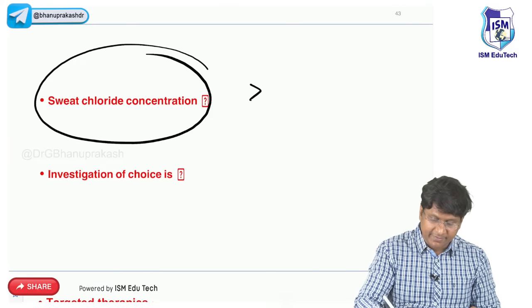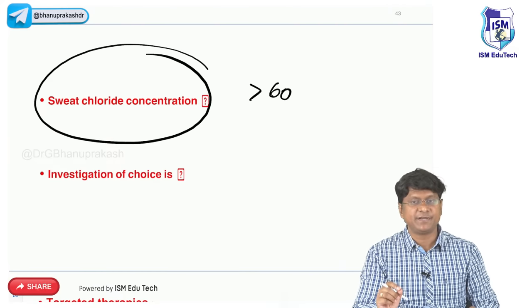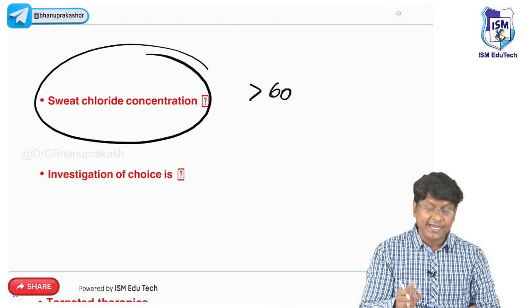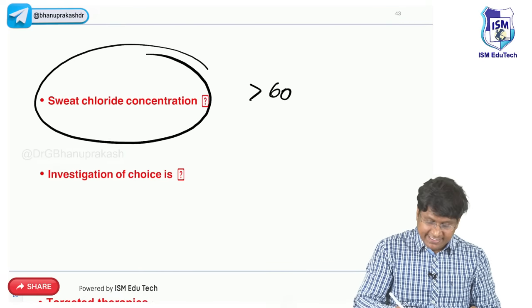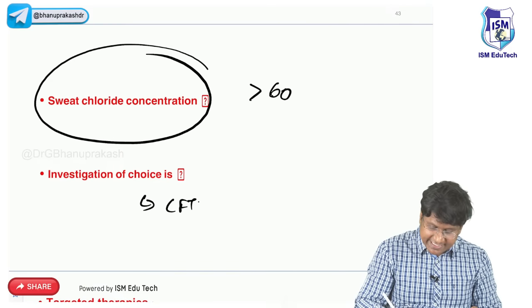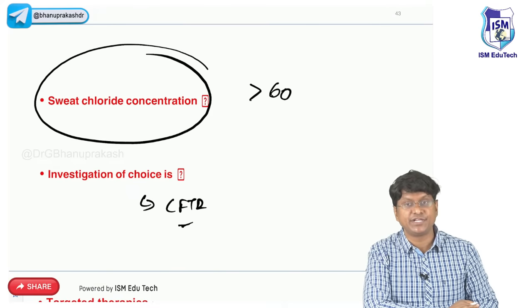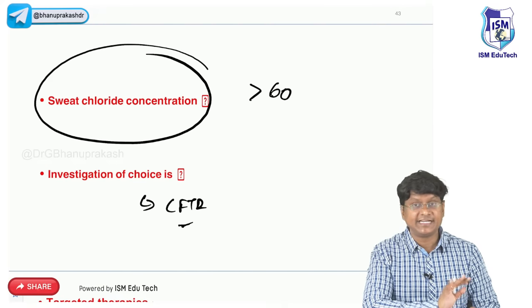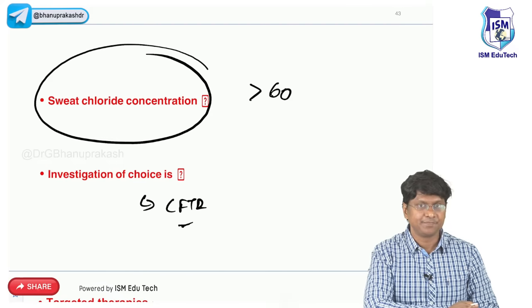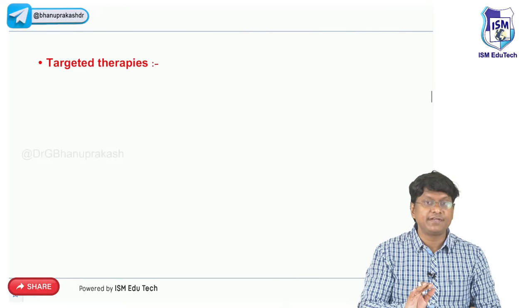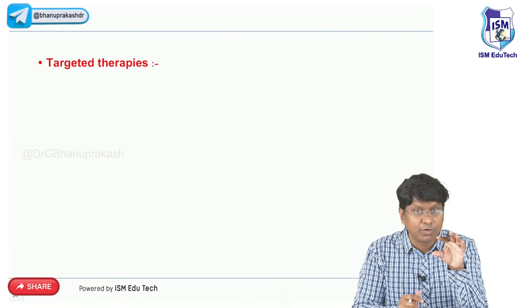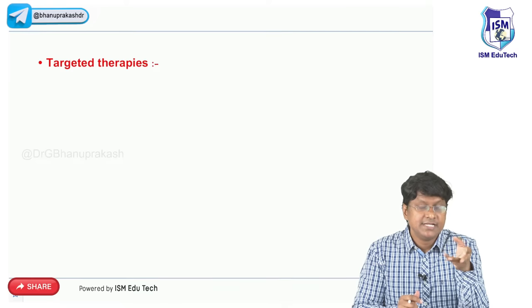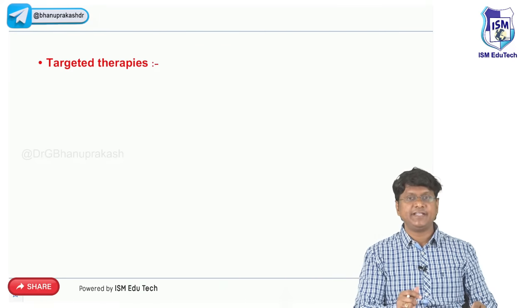Now, investigations. Number one, the sweat chloride concentration will be more than 60 milliequivalents per liter on two occasions. You can have a false positive elevation of sweat chloride in Addison's disease. Then the investigation of choice is genetic analysis, that is CFTR mutation analysis, using exonic sequencing. Then what is the treatment? You need to give targeted therapies. Targeted therapies include several drugs that modulate CFTR trafficking, CFTR folding, and CFTR function.